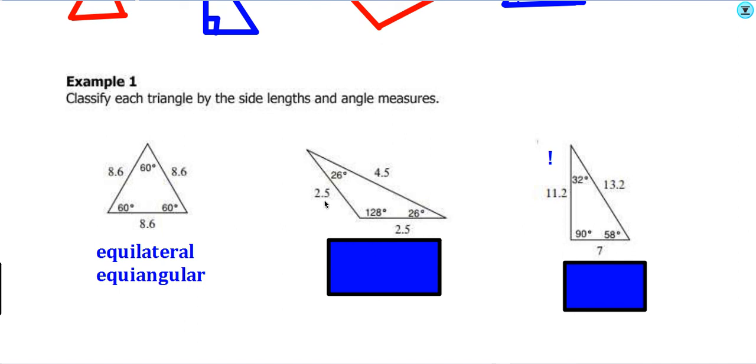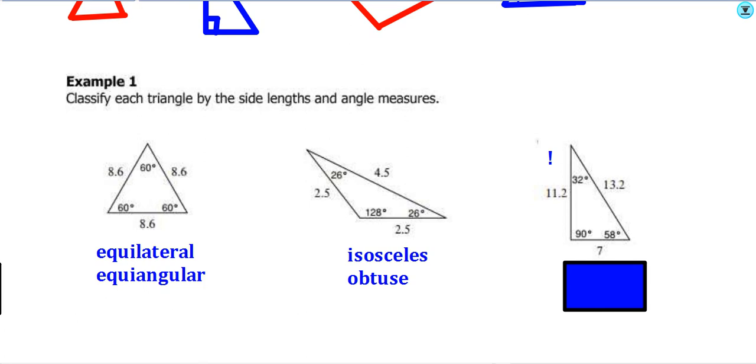Next, we have two side lengths that are 2.5. The third one is different, so this is going to be an isosceles triangle. Looking at the biggest angle, its measurement is 128 degrees. That is greater than 90, so it's an obtuse angle, which means we have an obtuse triangle. For this third example, your teacher will go over it with you in class. Remember to look at the biggest angle and what the relationship between the side lengths would be.